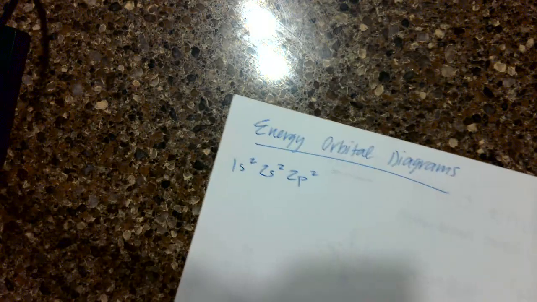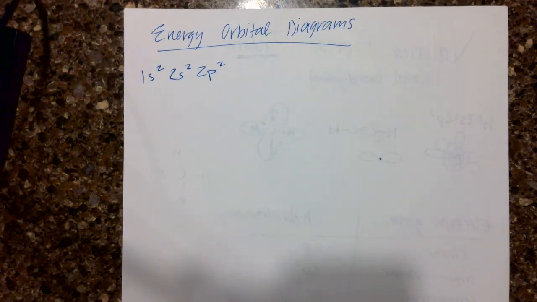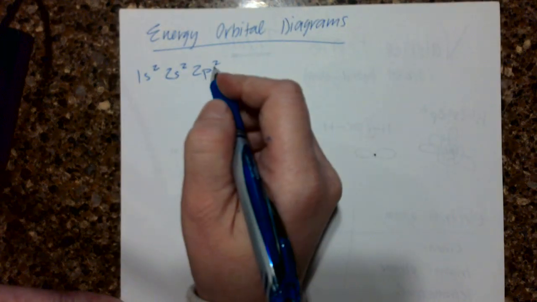But you can use the Christmas tree if you want to as well. Anyways, we want to use this regular configuration to get the energy orbital diagram, because this is just the ground state electron configuration.